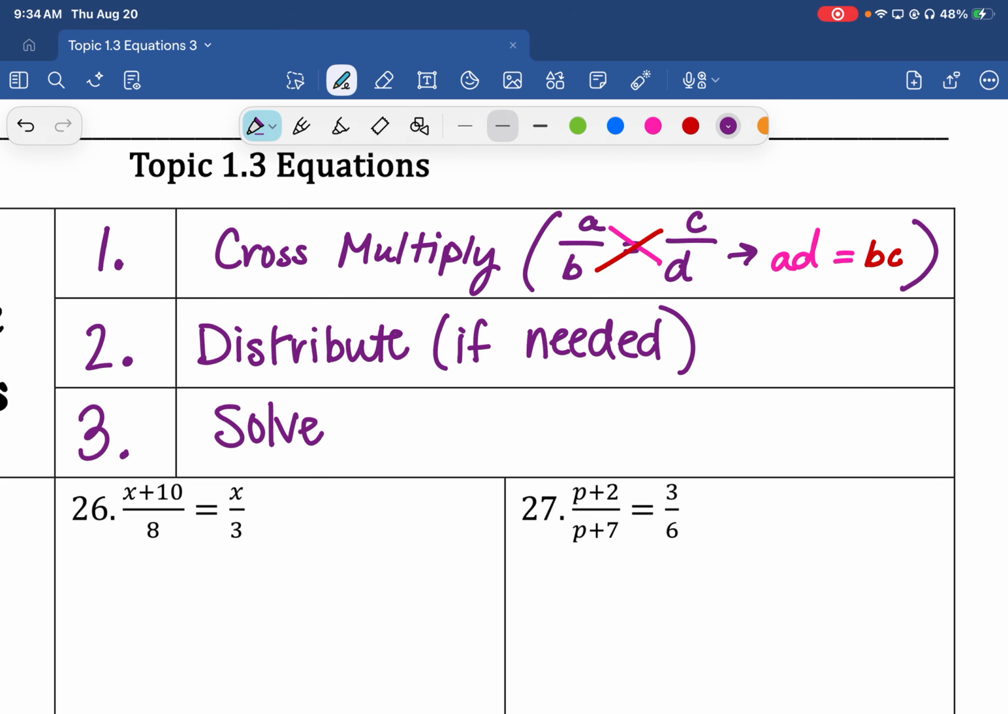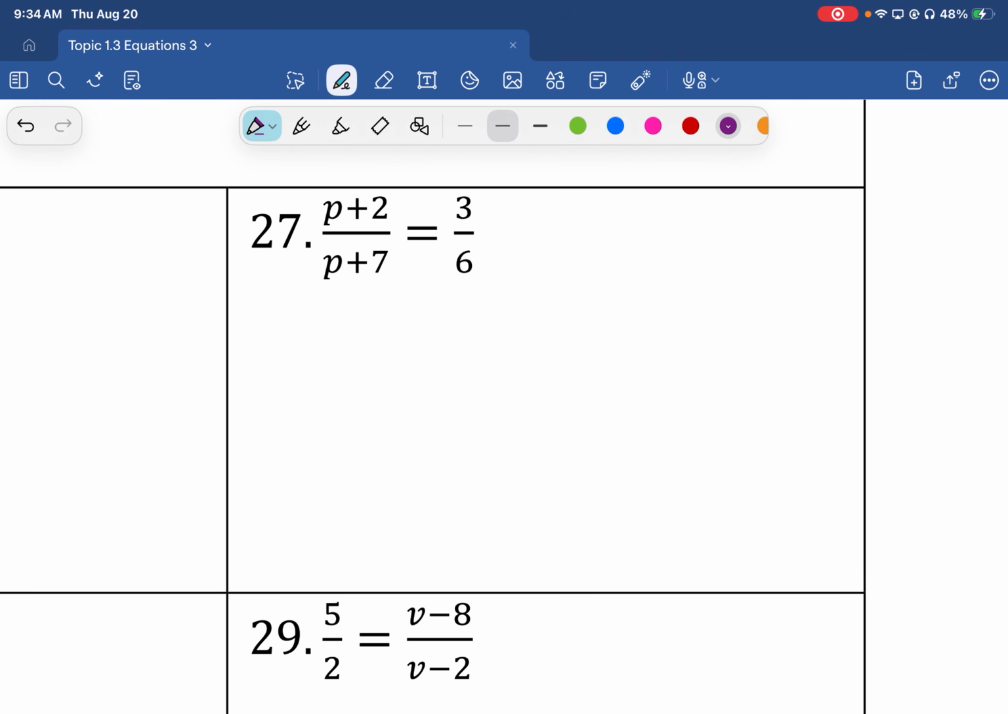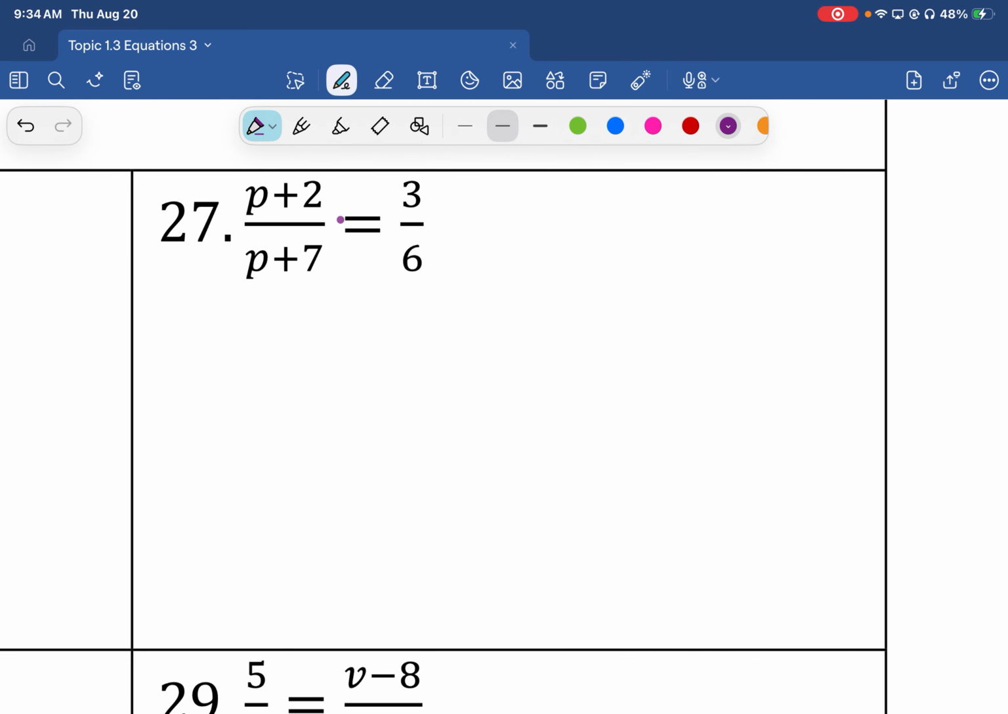We're going to go through all of the odds. So for 27, we're going to start by cross multiplying p plus 2 and 6. So I'm going to do 6 times p plus 2. And I'm going to set these up so that I can easily distribute them. That's why I'm going to write them the way I do. And then we're going to do 3 times p plus 7.